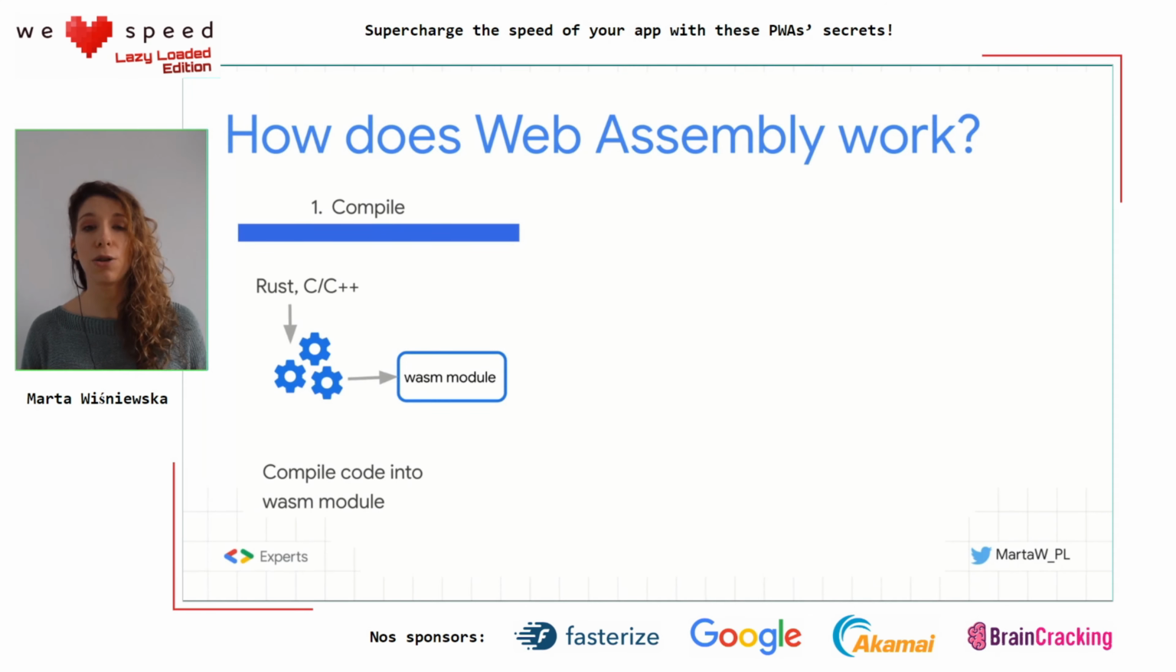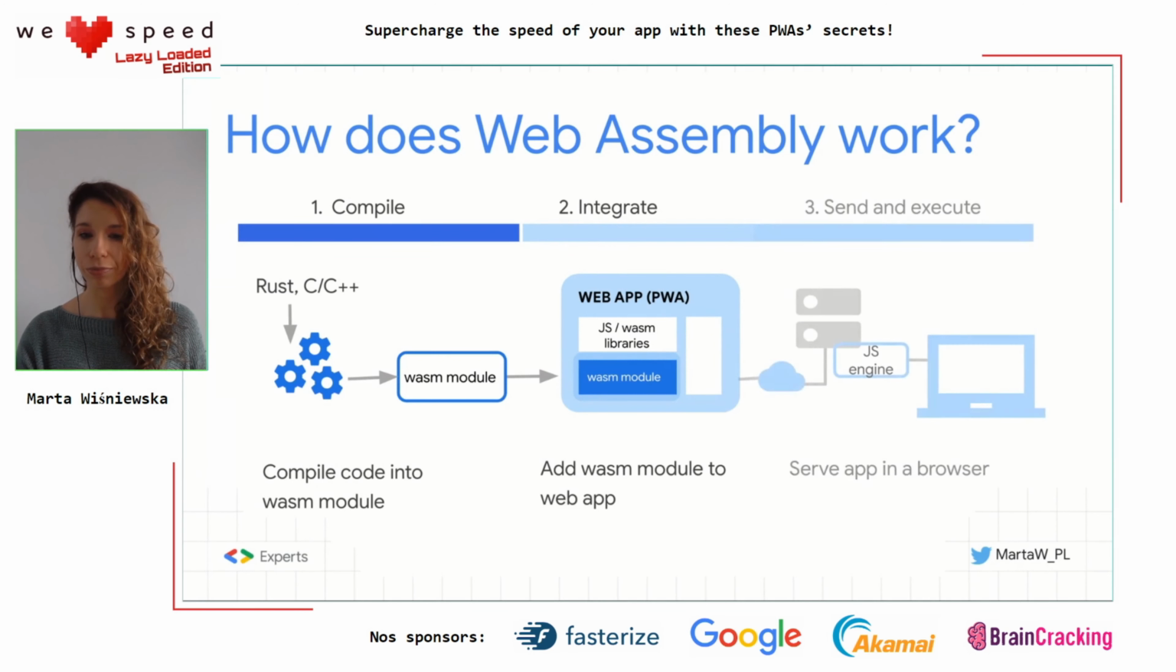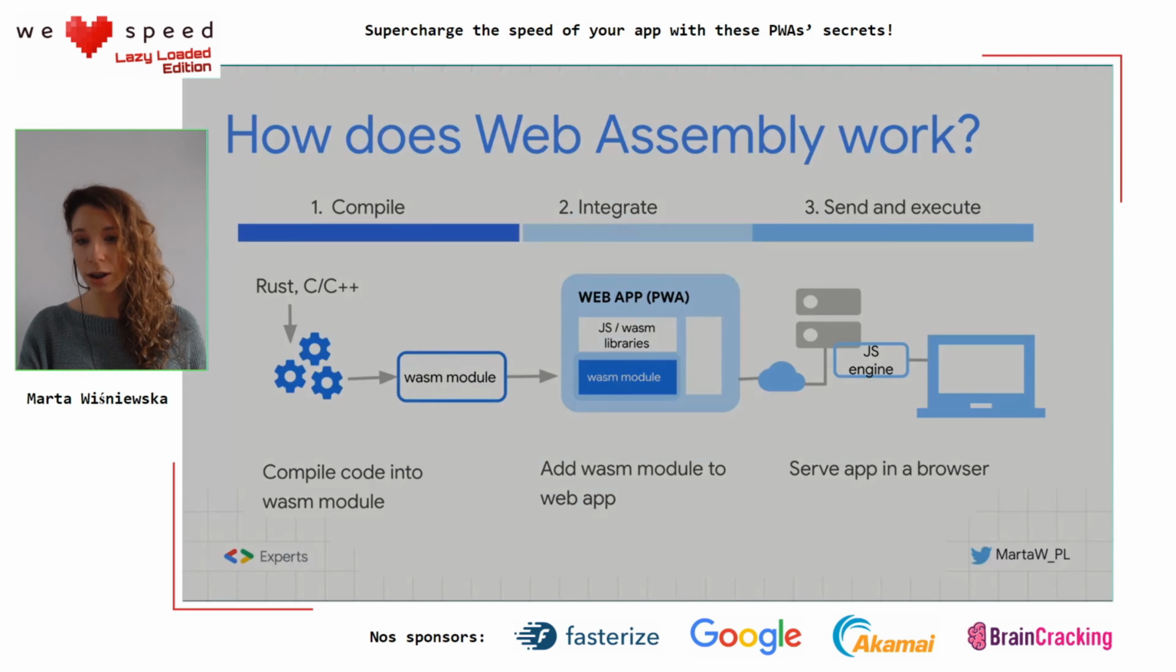And on the front-end side, we'll have a web app or progressive web app with, for example, a service worker and web manifest and so on, typical features for progressive web apps. And also you have different JavaScript libraries. So you need to add this generated WASM module into your app. And then the last step, we need to send it and execute it in a browser. So your browser will execute WASM binaries in a virtual machine. So this is the general scheme of how it works.